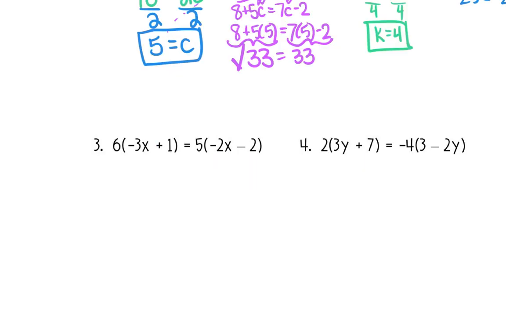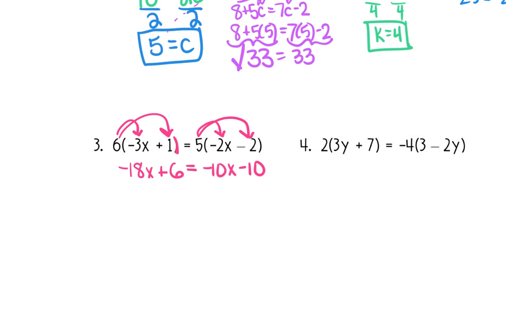When we have parentheses, like we do in these equations in number 3 and 4, not much changes except for the fact that you need to distribute first. So the first thing that we're going to do here is distribute. 6 times negative 3x is negative 18x. 6 times 1 is positive 6. My distribution ends when my parenthesis ends. So I'm done there. Now I have 5 on the right-hand side times negative 2x, that's negative 10x. 5 times negative 2 is negative 10.